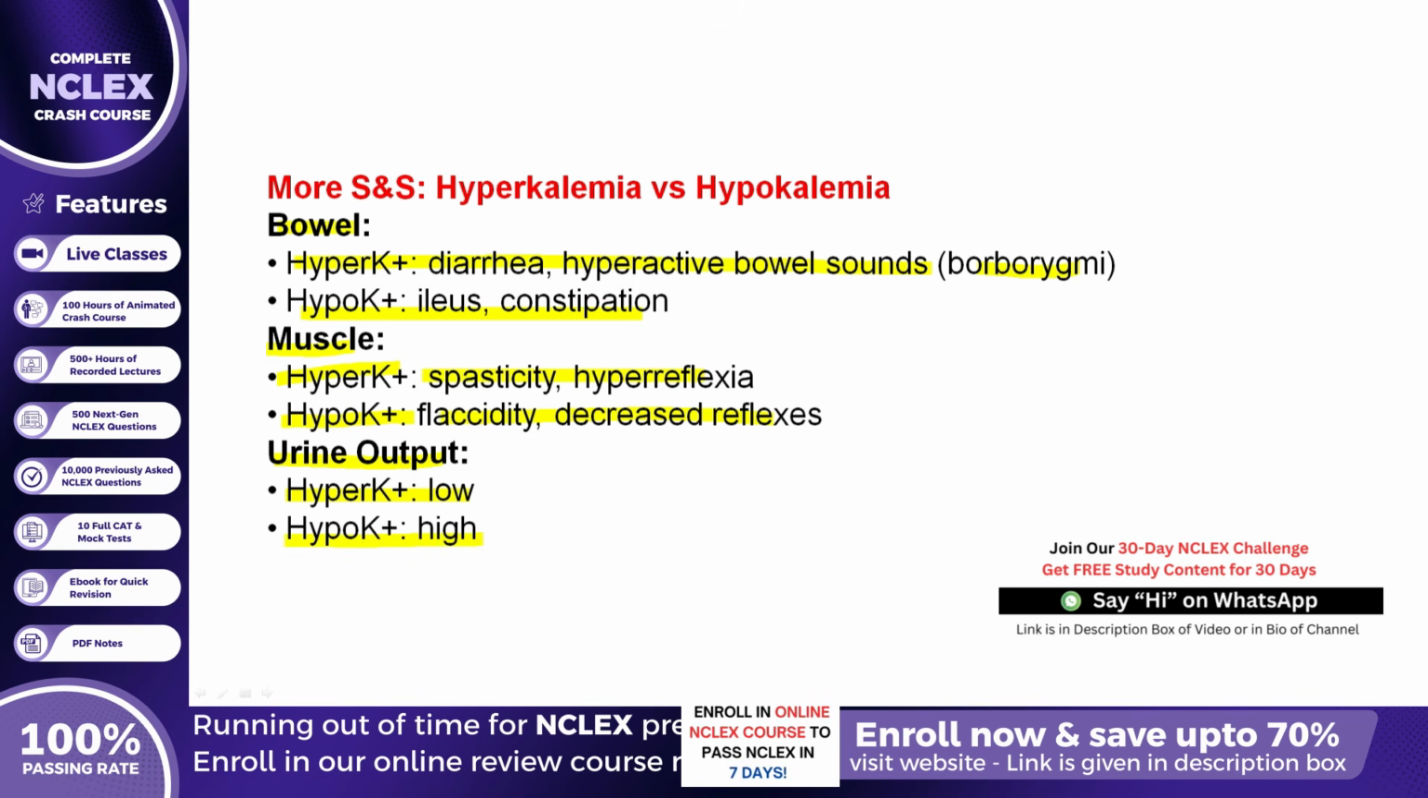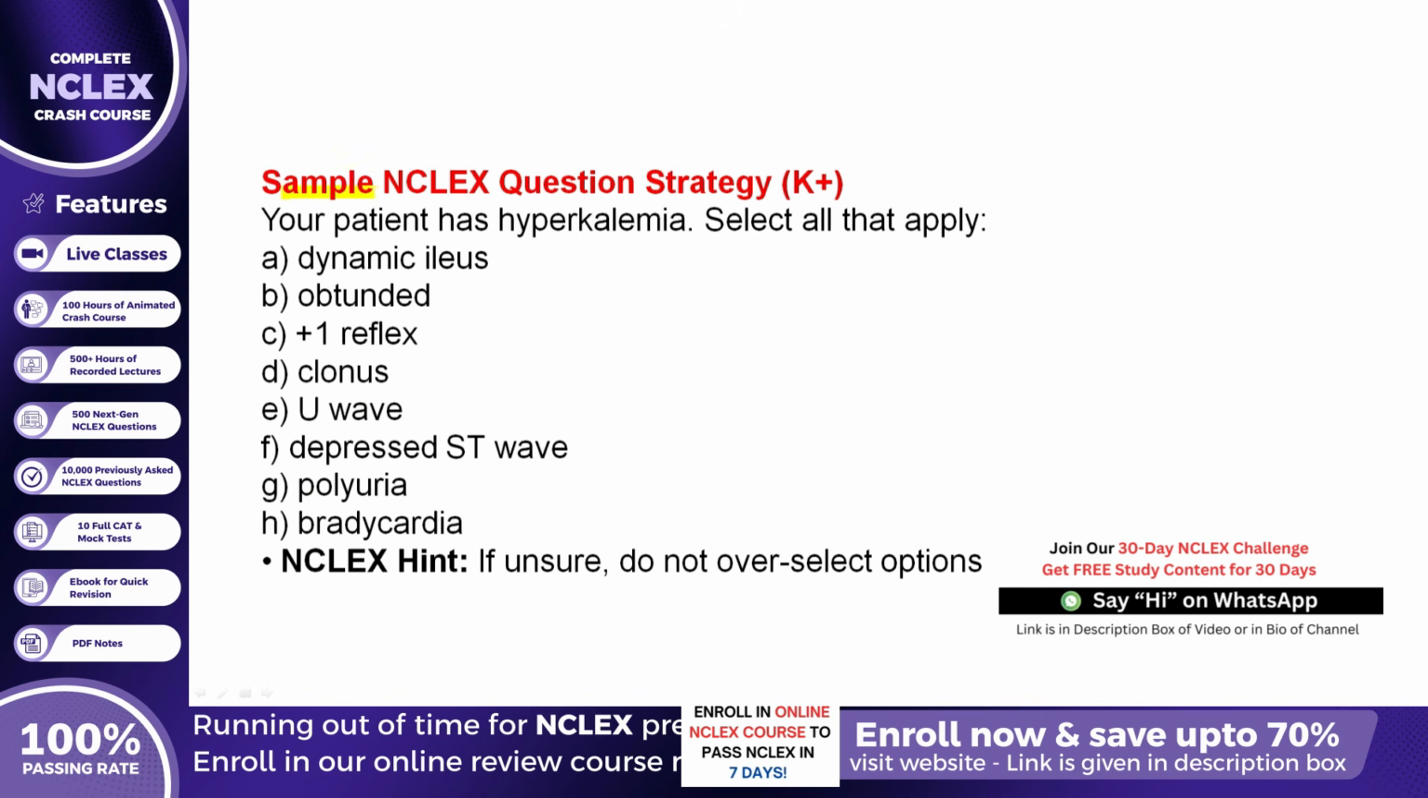Now, let us apply this to a sample NCLEX question strategy involving potassium by considering a scenario where your patient has hyperkalemia and you must select all that apply. The possible answers include dynamic ileus, obtunded, +1 reflex, clonus, a U wave, a depressed ST wave, polyuria, and bradycardia. And here's your NCLEX hint. If you are unsure, do not overselect options.